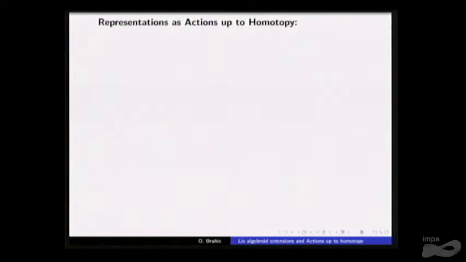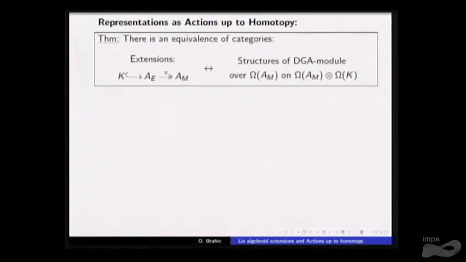Okay, so why are representations up to homotopy, as opposed to a representation up to homotopy? It's that in fact there is an equivalence of categories between extensions and structures of DGA module over omega of AM tensor omega of K. And so this is essentially language. Now we pretty much know what an extension is. Let me explain this part here.